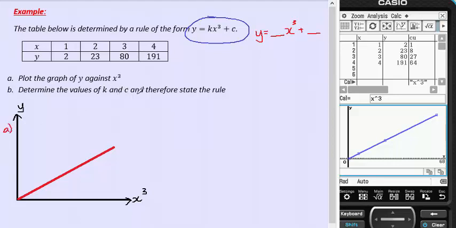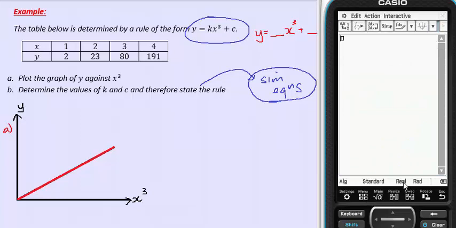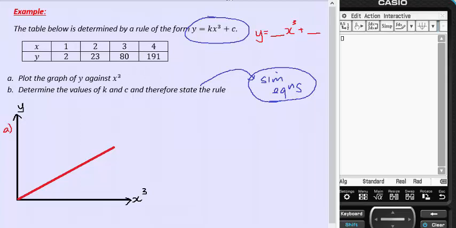Part B asked me to determine the values of k and c and state the rule. Now we're going to do this by using simultaneous equations. So the way we do that is we're going to go to the main section of the calculator and we'll put in some equations, but we need to determine them first. So what I'm going to do is I'm going to put an orange circle around this point. This means that when x equals 1, y equals 2. And I'm going to substitute those into my general equation, y equals kx cubed plus c.